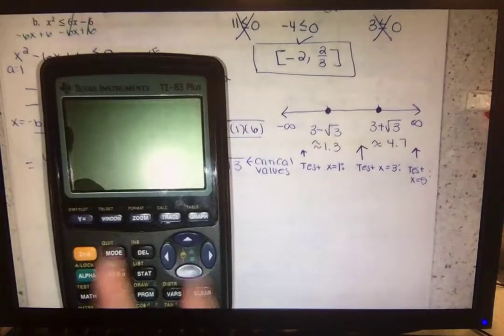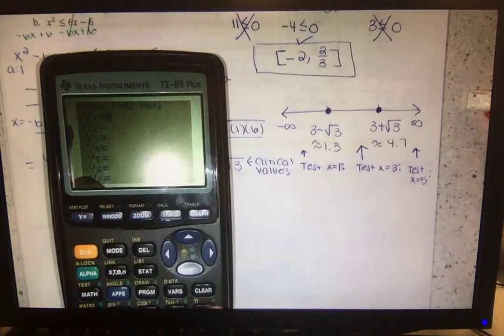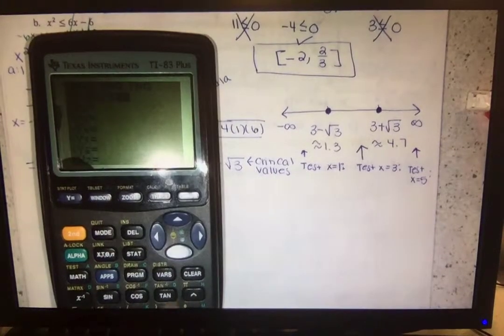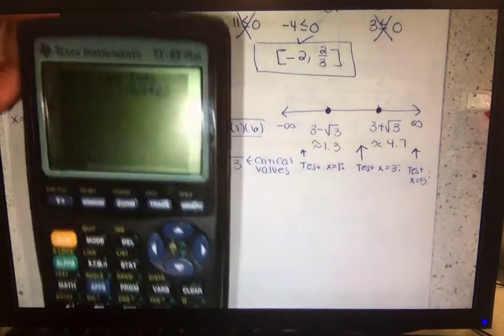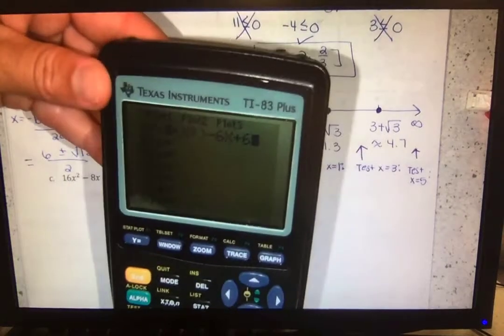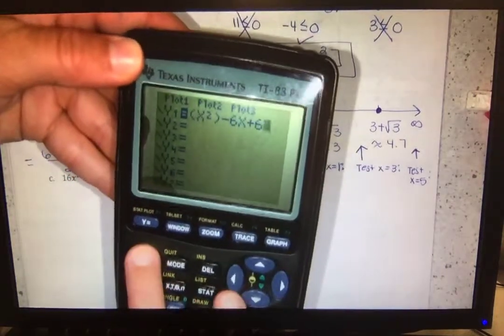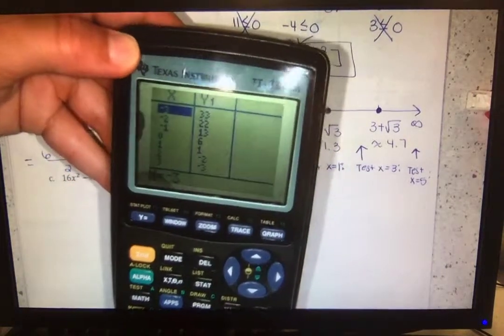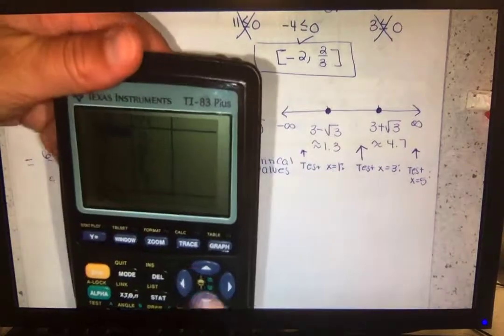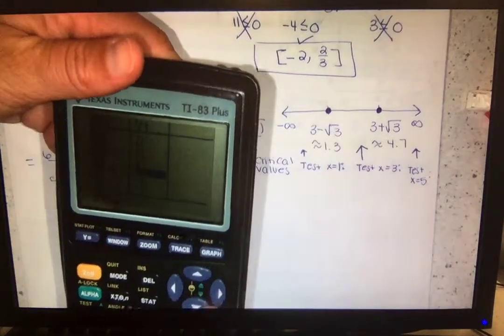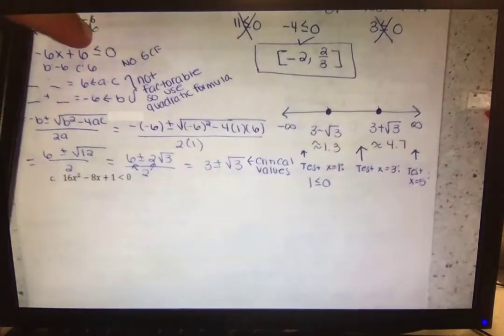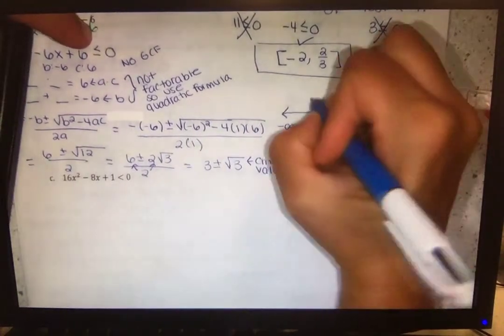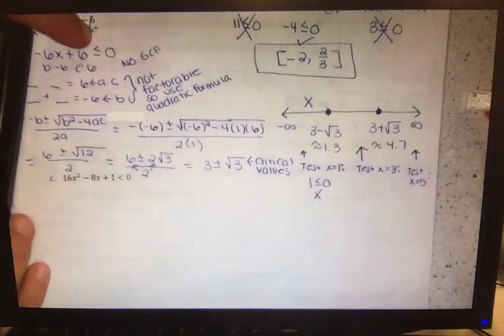So plugging this into our calculator, we have y equals x squared minus 6x plus 6. Plugging it into my y equals, I'm going to go to my table. Plugging in x equals 1, we get 1 out. So is 1 less than or equal to 0? No, so this doesn't work. So this left section does not work.